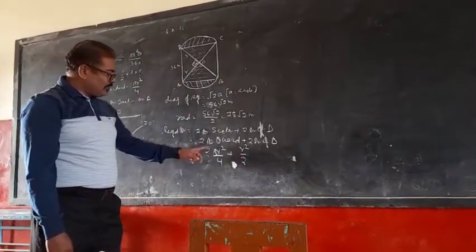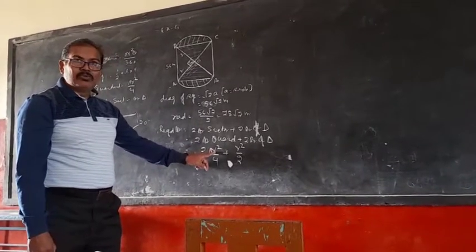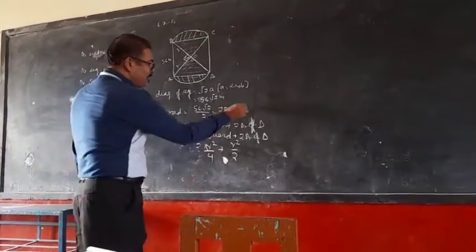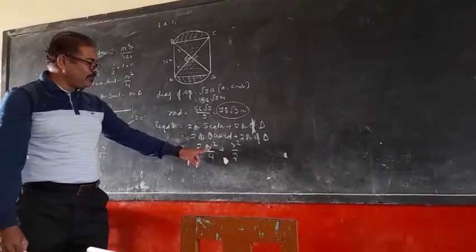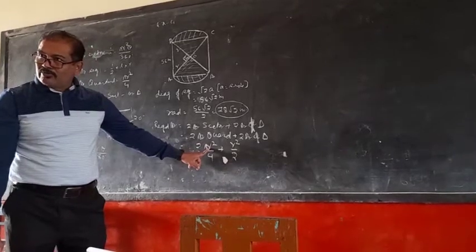So in this formula, only one term is unknown, that is r. And what is the value of r? 28 root 2. So by replacing the value of r, are you able to solve this question?